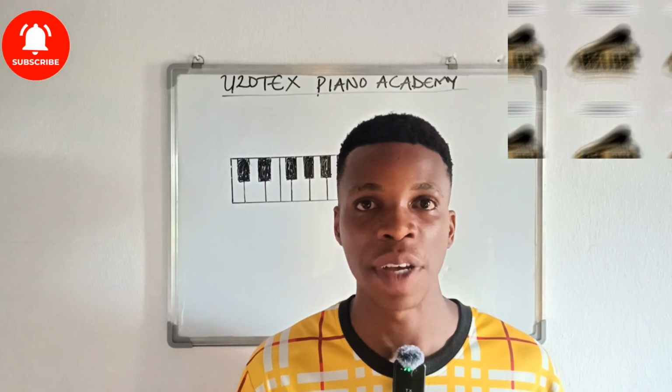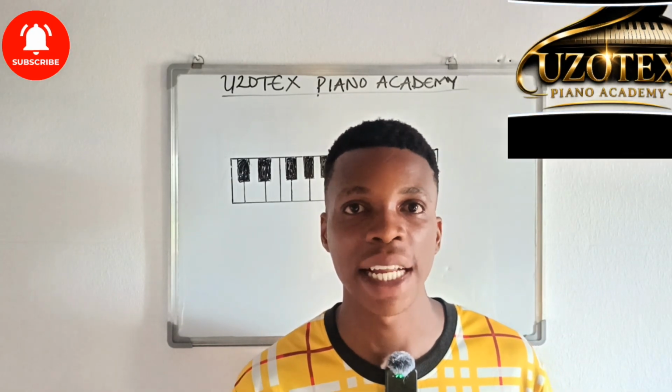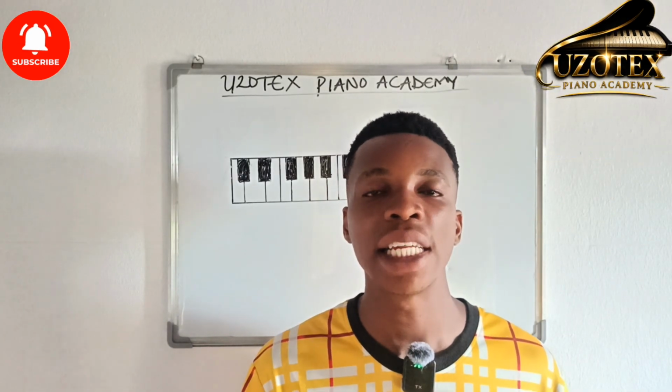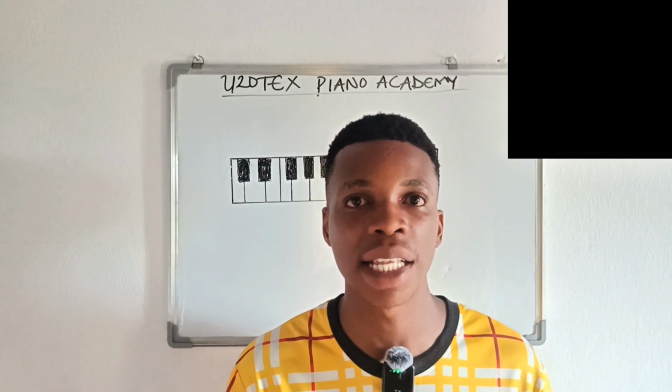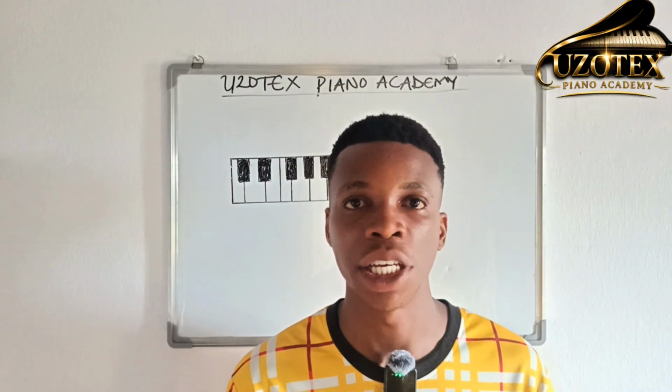Welcome back to this first video episode on how to understand the piano. In this video, I'm going to teach you how to locate the alphabetical keys on the keyboard. On the keyboard, we have the key of A, key of B, C, D, E, F, and the key of G.